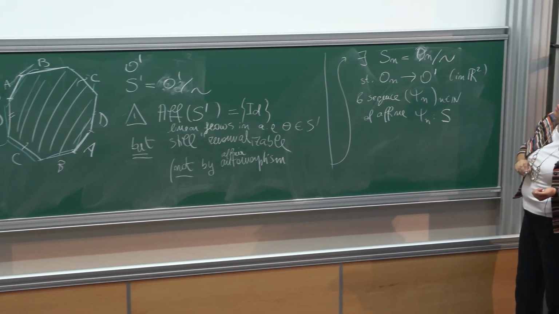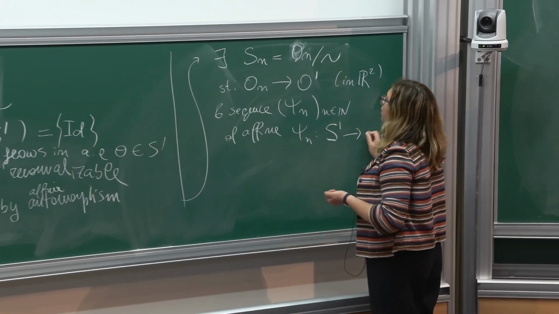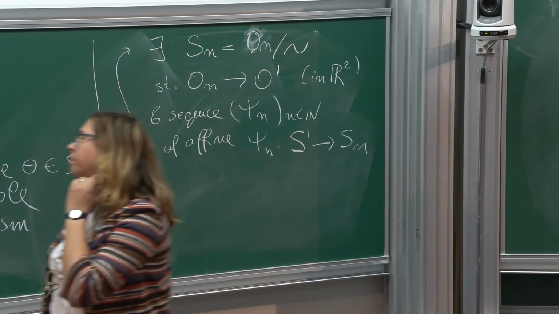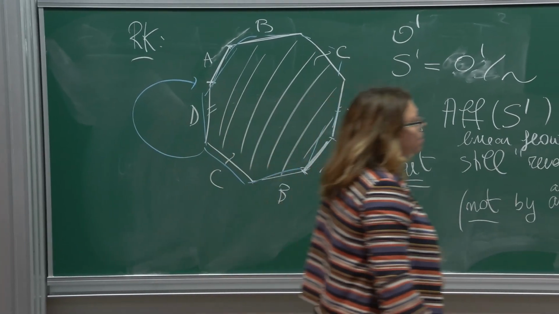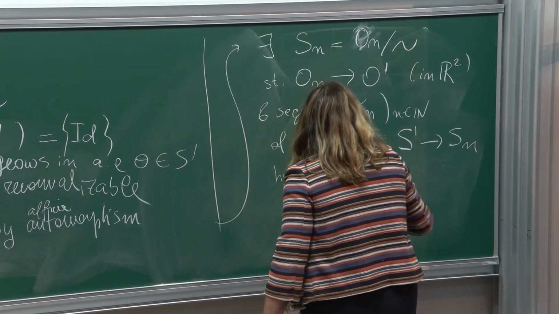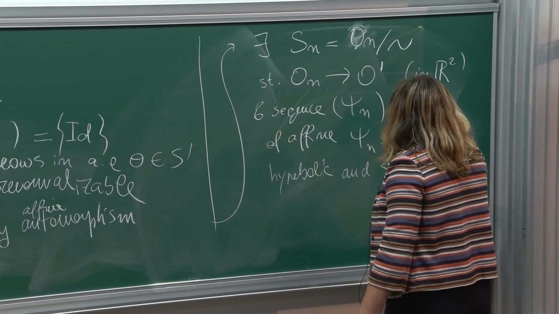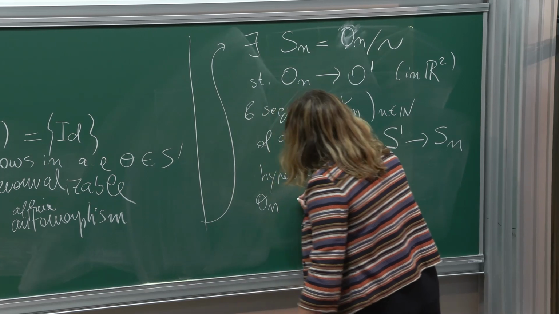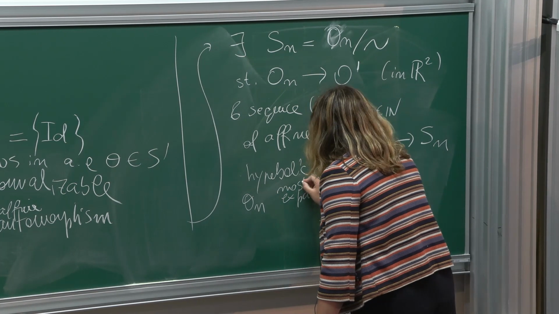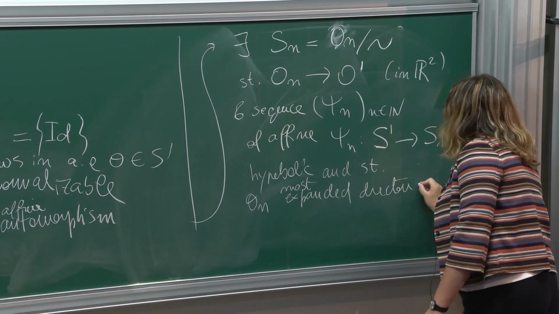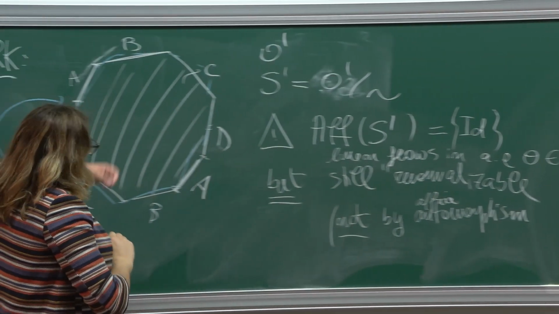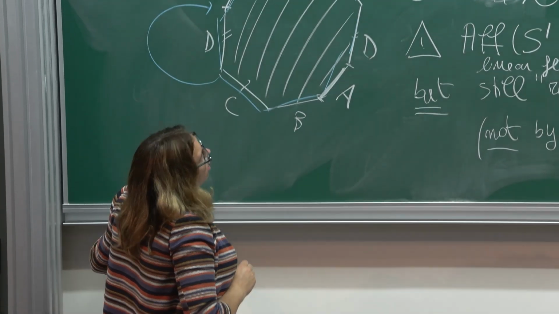They are not affine maps, from, which direction do I want to go, let's say from S prime to Sn, and somehow you can use ones which are hyperbolic, and such that theta n, which is the most expanded direction, converges to theta. So you cannot renormalize exactly, but you can renormalize approximately.